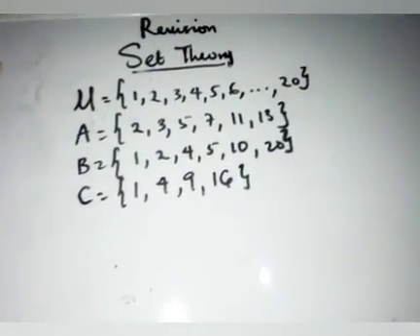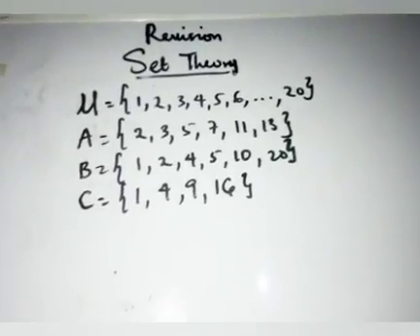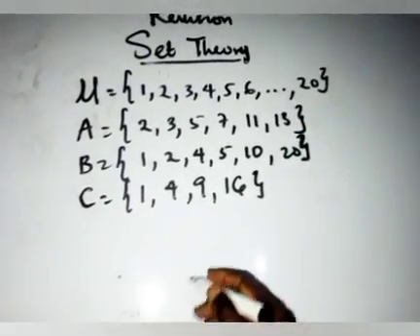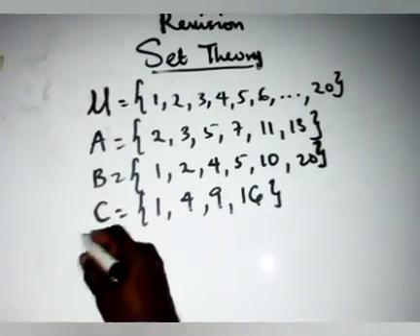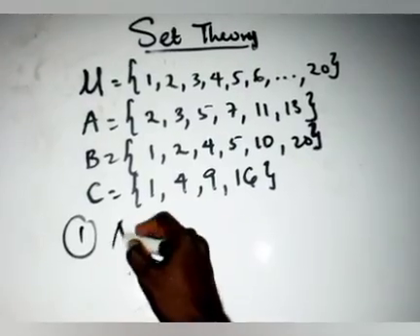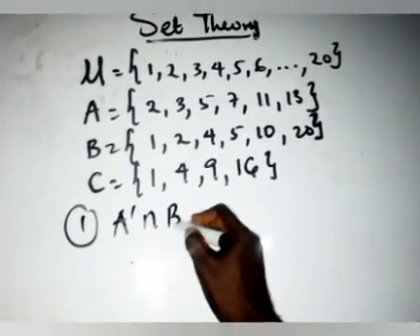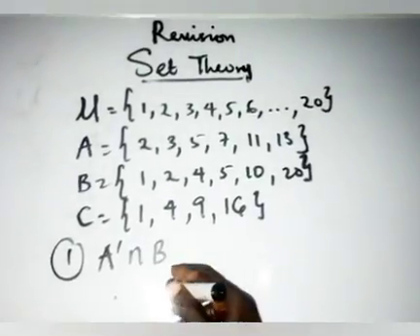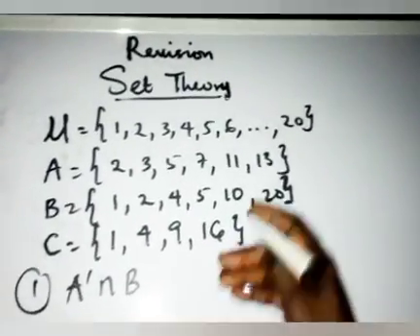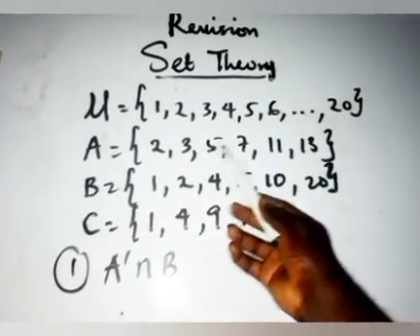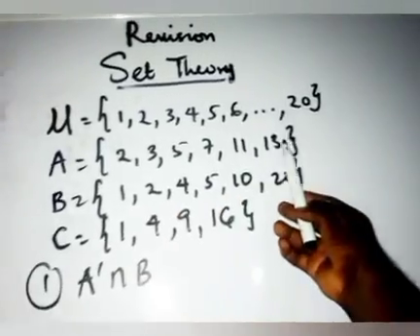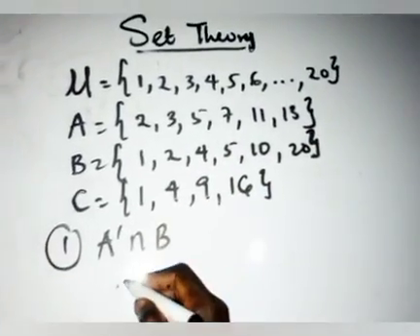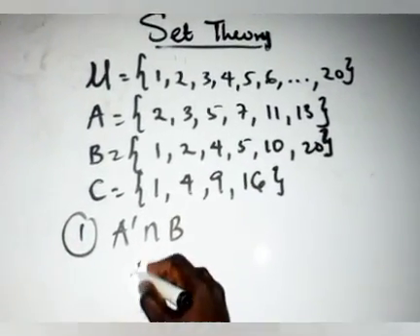Now to the first question. The first question says we should find A prime intersection B. So how do you find A prime intersection B? Let's first get our A prime. A prime simply means the set of those elements that are not in A, but they are in the universal set. That will be A prime.